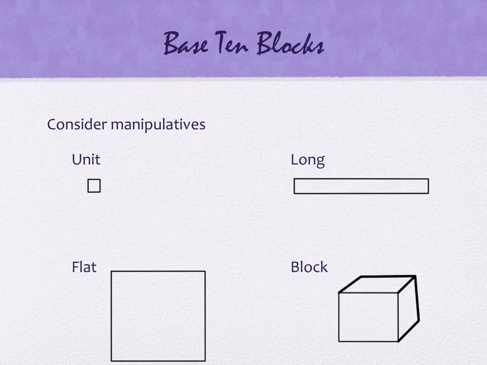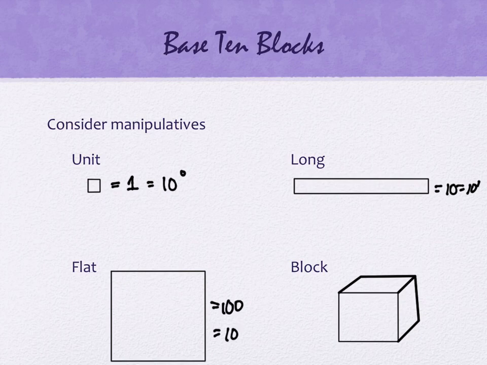And in fact, that's what happens with base 10 blocks too. This is 1, which is also known as 10 to the 0. This one is 10, or 10 to the, good grief, 10 to the 1. This one is 100, which is 10 squared. And this one is 1,000, which is 10 cubed.